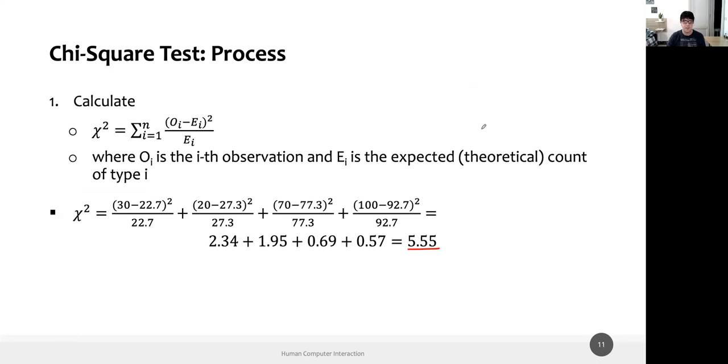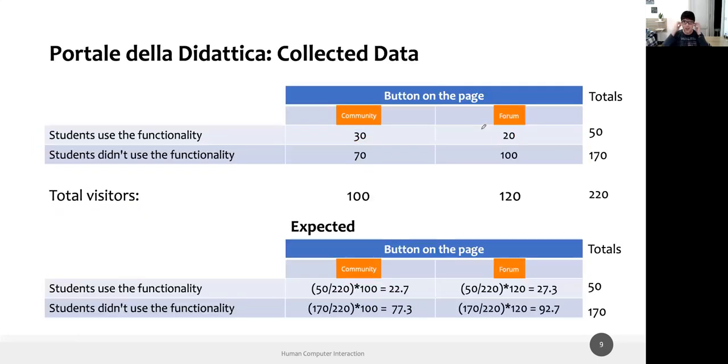We can, for instance, run this with more people. So instead, if we have these numbers, it's not necessary to multiply everything by 10 to have something statistically significant or not. But if I properly remember from when I tried this last year, if we have this number, we have statistical significance also for P less than 0.01. And so the community button seems better than the forum button.